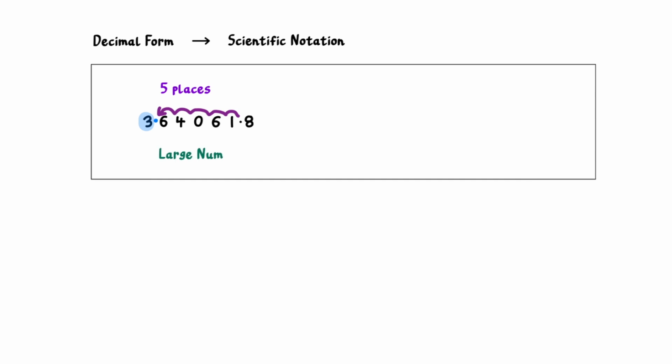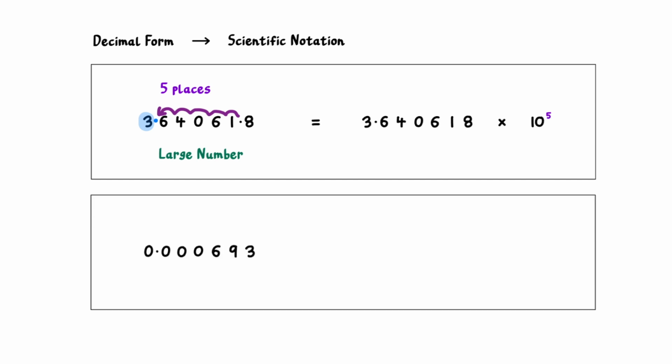Since this example involves a large number, we write plus 5 as our power. Here's another example. We locate where the decimal should be placed, then count the number of places the decimal needs to move. Since our original number is small, we will write negative 4 into the power instead of positive 4.